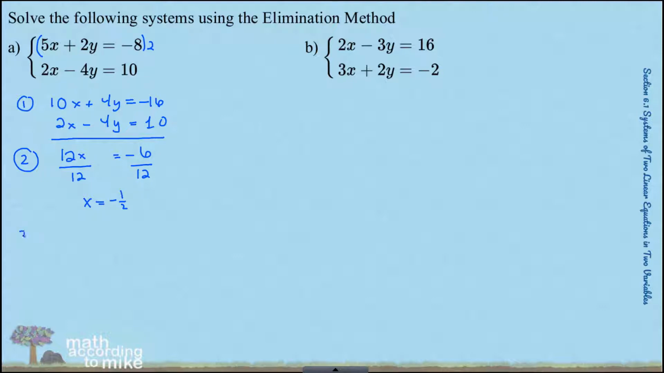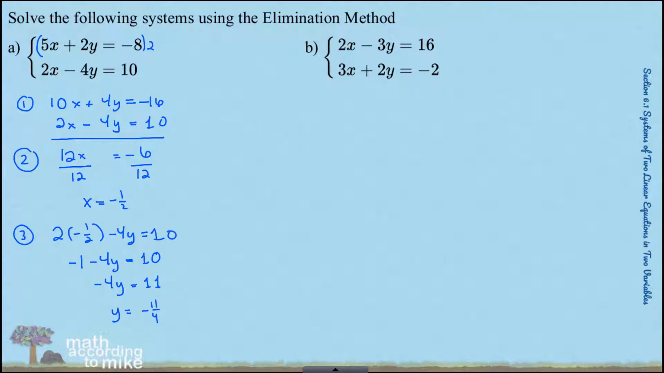And now we'll back substitute. We can put that negative 1/2 back into either of the original equations. It does not matter which one. I'm going to use the second one. So we'll say 2 times negative 1/2 minus 4y equals 10. This gives me negative 1 minus 4y equals 10. And so if I added 1 and divided by 4, I would get negative 11/4.